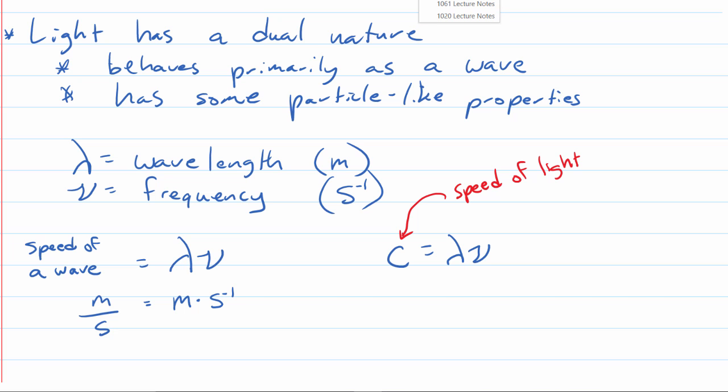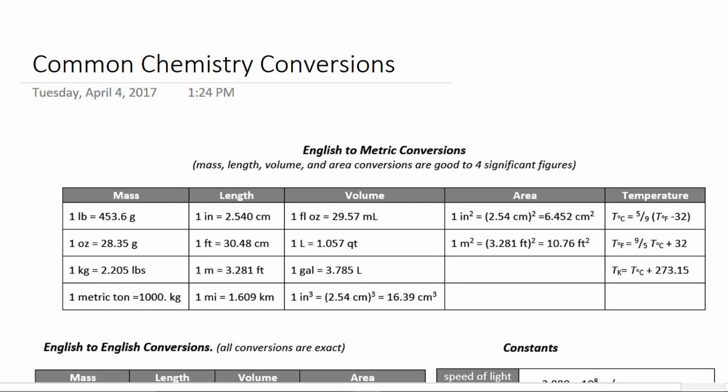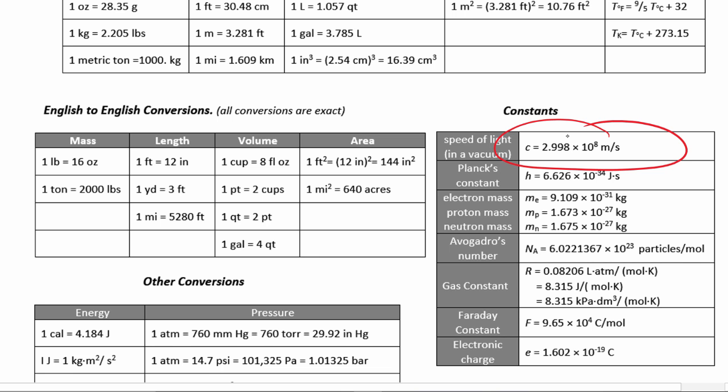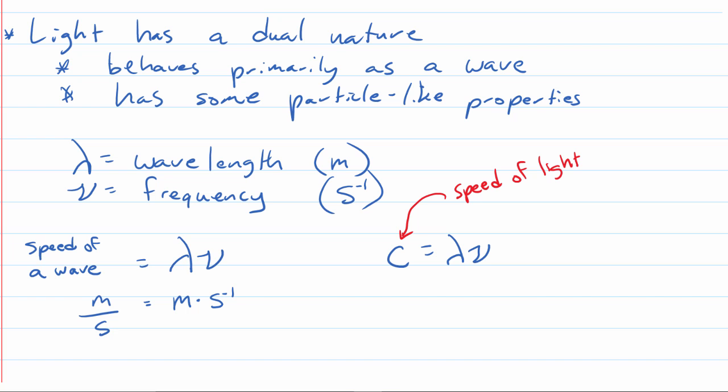Now, you do not need to memorize this value. If you have your periodic table and conversion sheet handy, on the back side of it you're going to find the speed of light right here. So it's not a value to memorize. And c has a value of 2.998 times 10 to the 8th meters per second. And again, we've labeled the other variables in here.